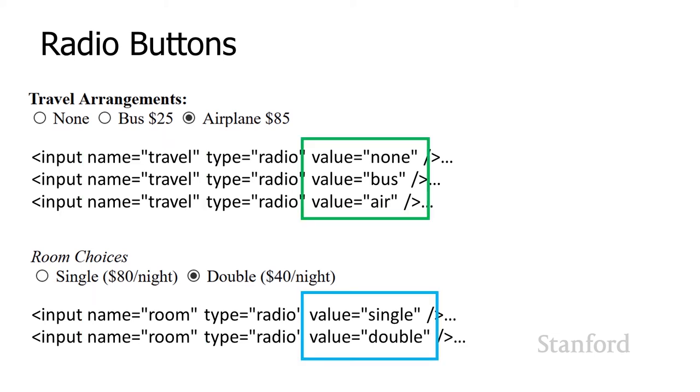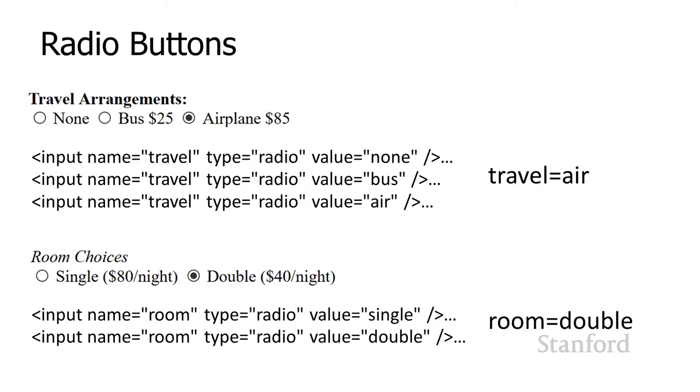You'll also note that I've got values on these. And as I mentioned earlier, when we were talking about the text fields, the user is going to select a bunch of different options here, and then they're going to submit the information to the web server. And so the name not only tells the web browser that these sets of radio buttons all work together as a set of mutually exclusive choices, that's also the name which gets sent to the web server, telling it, this is the particular choice that I'm sending to you. And then the value is the value that goes with that name. So in this case, with the current selections, what the web server would get is the information that travel was set to air and that room was set to double.